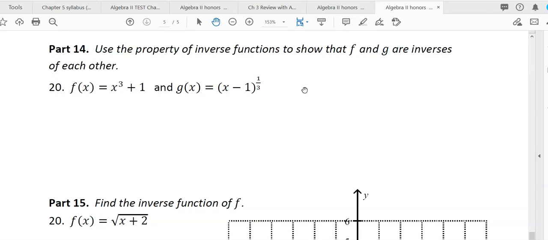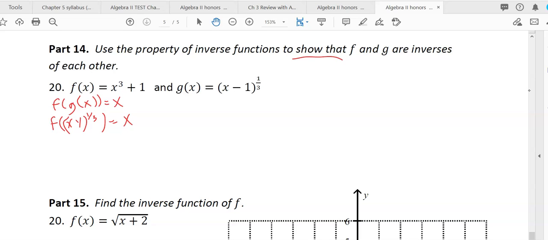Properties of inverses to show that f and g are inverses. So when it says show that, it means these are inverses. I don't have to try to convince you of that. You just have to prove it. And so we do that by composing the two functions and see if we get x. So if we do f of g of x, we should get x. Well, let's see. So f of, what is g of x? Let's plug that in. So that's x minus 1 to the third power, to the 1/3 power, I guess.